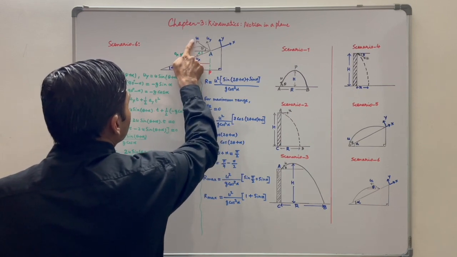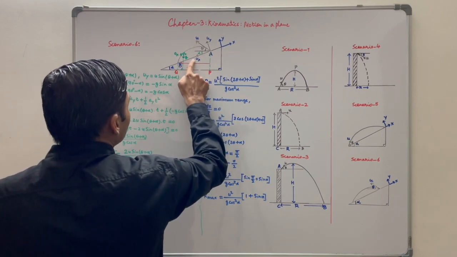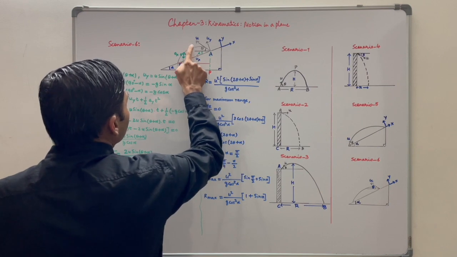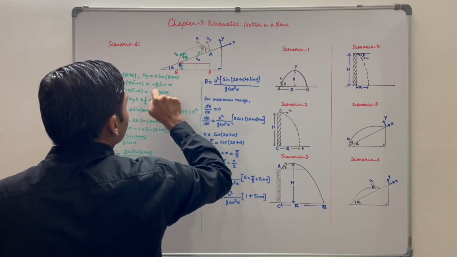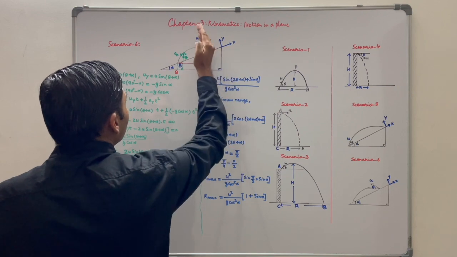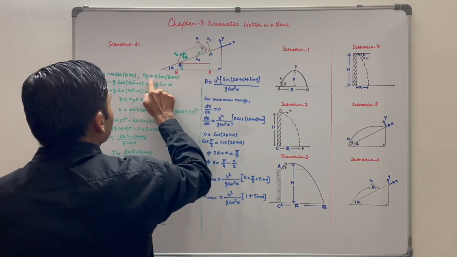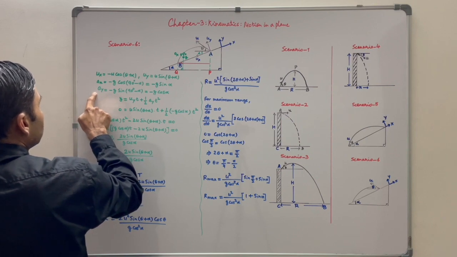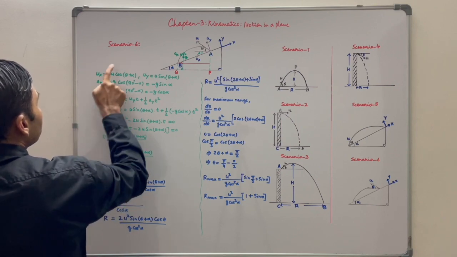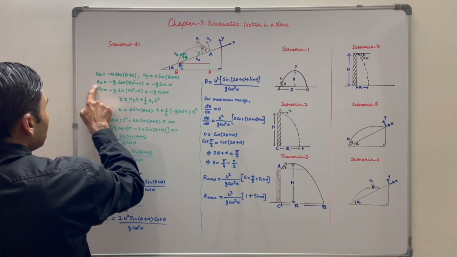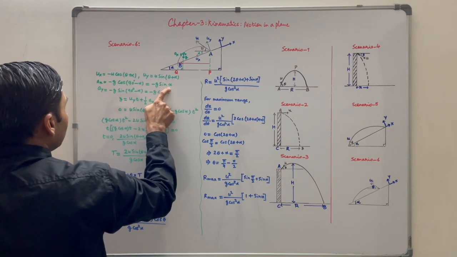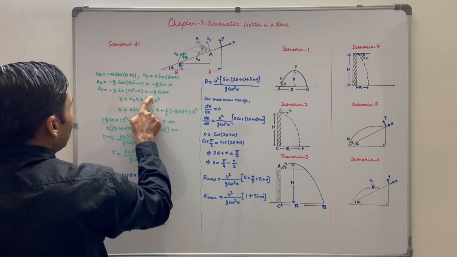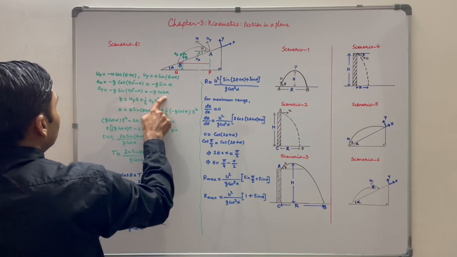So component of u along this plane, that is ux, will be equal to −u cos(θ + α), and uy is equal to u sin(θ + α). Ax and ay will be same as explained in scenario number 5. So ax is equal to −g sin α and ay is equal to −g cos α.